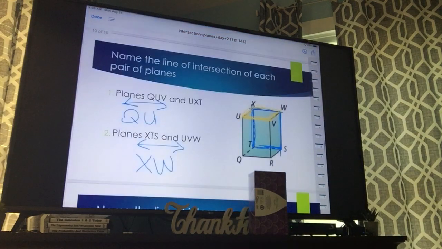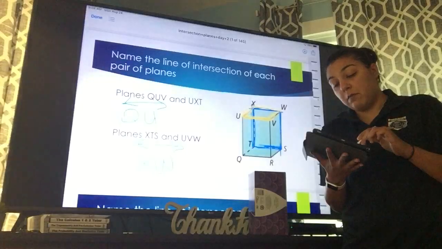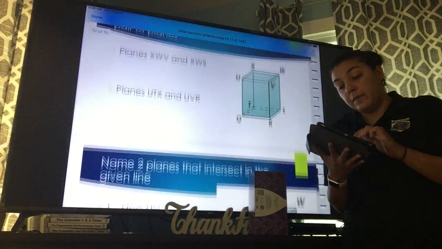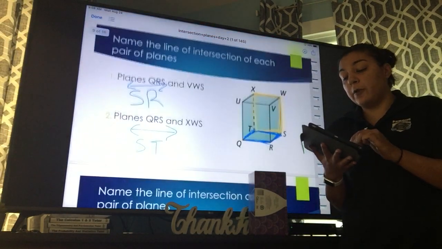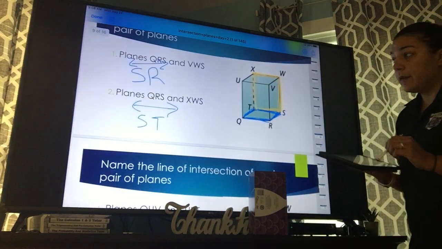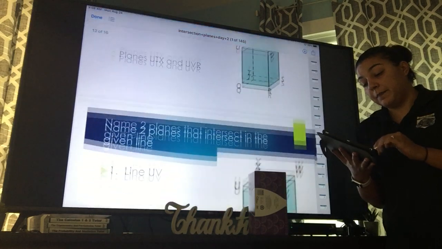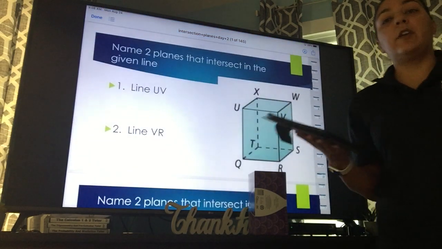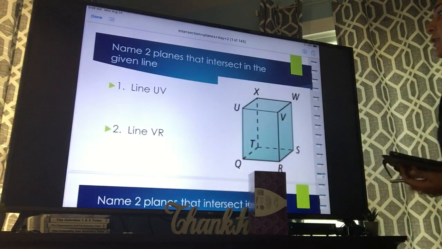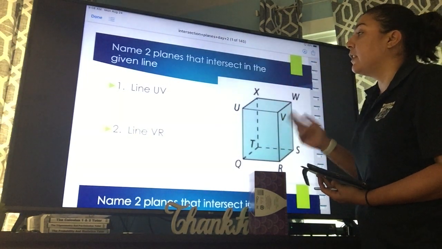Okay, the next two are going to be your guys' list to do. And then I'm going to go through one more. So if I had to choose which ones you guys were screwing up the most, it's these type, okay, and the bottom type, which is the one with the lines. I don't know if you guys didn't know what you were doing. You need to make sure that you read. So it says name the two planes that intersect each given line.